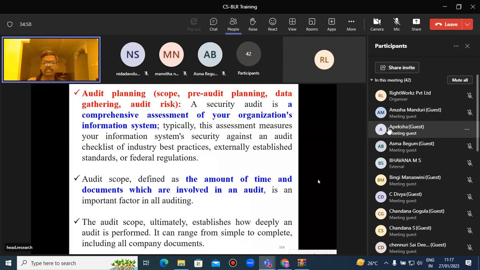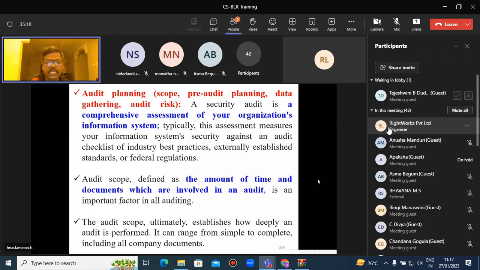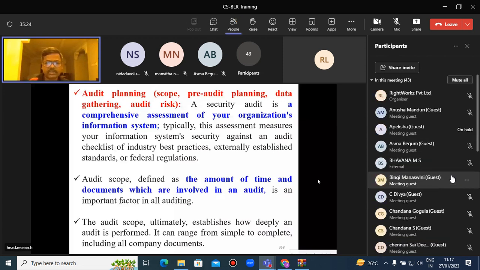Maybe data level security, maybe network level security, maybe host level security, etc. Typically, this assessment measures your information system security against an audit checklist of industry best practices, externally established standards, or federal regulations. That is called a security audit.